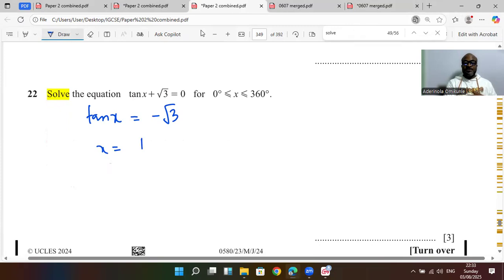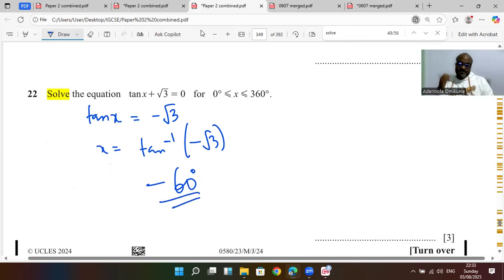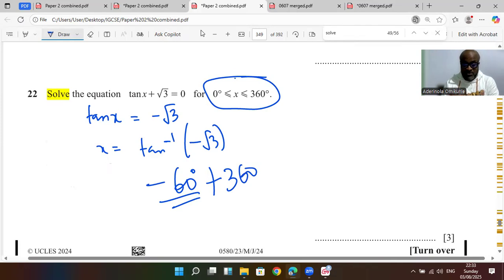Okay, so this is a calculator paper. So do tan inverse of negative root 3, and that gives me negative 60. Again, since it's negative 60, we know that this cannot happen because our range of answers must be between 0 and 360. So the first thing I'm going to do is just to say plus 360 to give me the positive one. Okay, so the first one is 300 degrees.